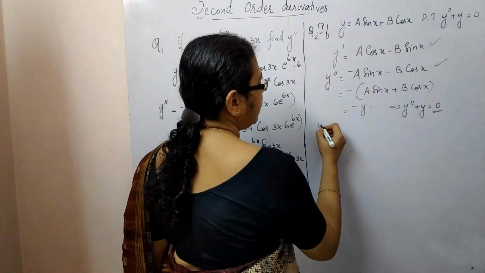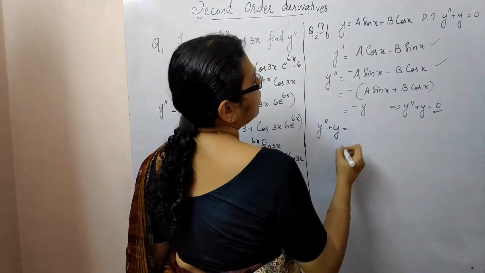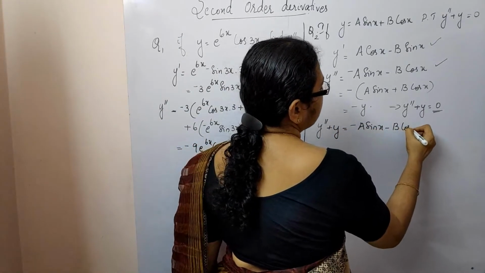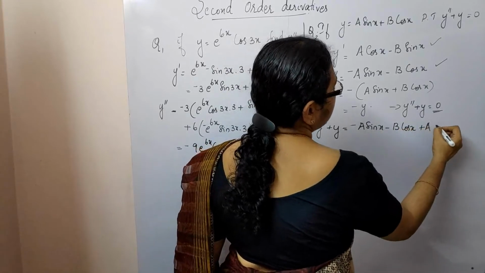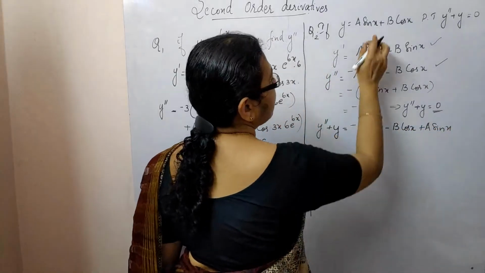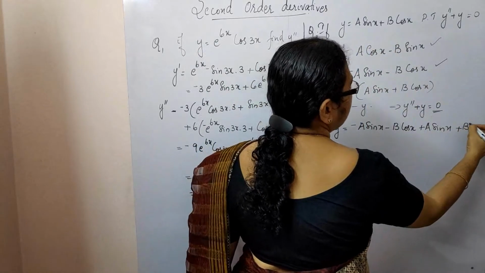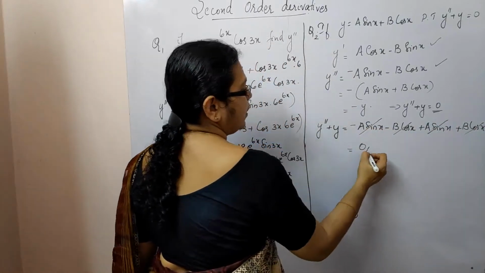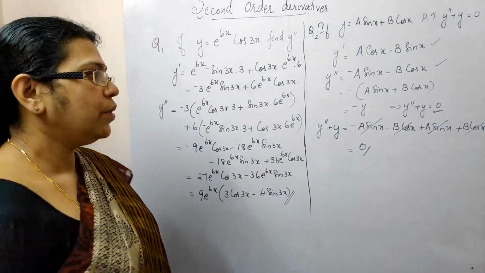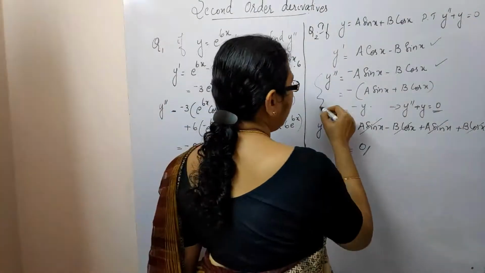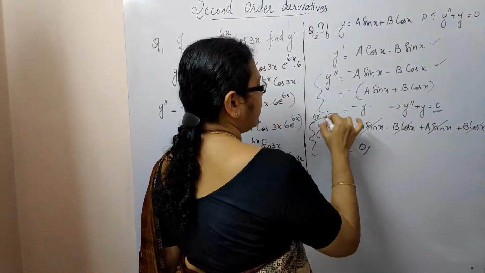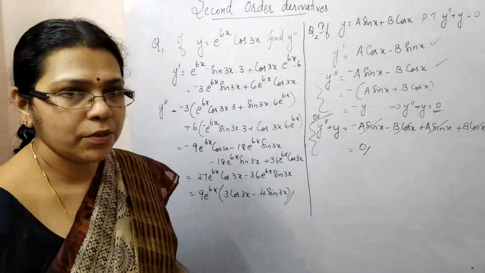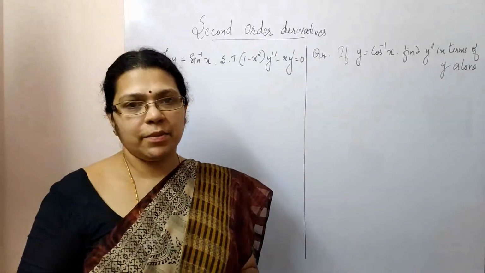Otherwise, I can just simply say y2 dash plus y is equal to minus a sin x minus b cos x, then plus a sin x plus b cos x, since y is a sin x plus b cos x. Now b cos x minus b cos x, and a sin x minus a sin x, so it gives you 0. So both the ways, either this way or this, this is an or here. Both the ways you can prove that the required statement is true. Let's see the next question.